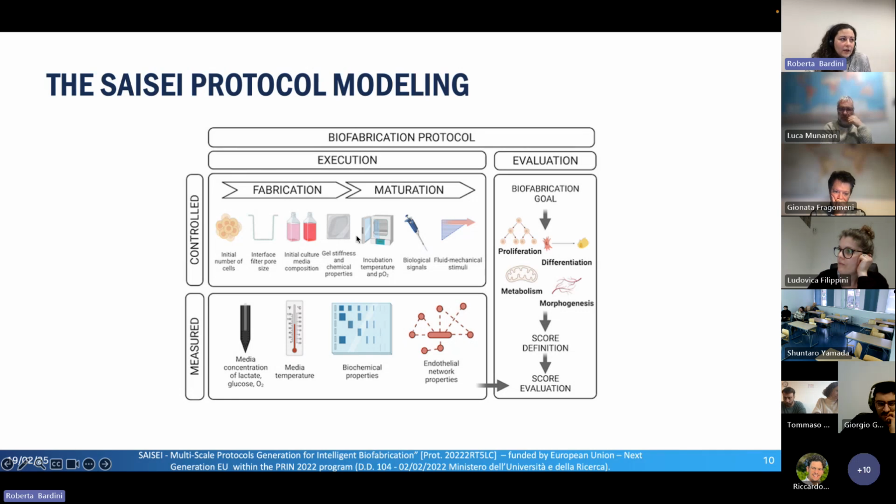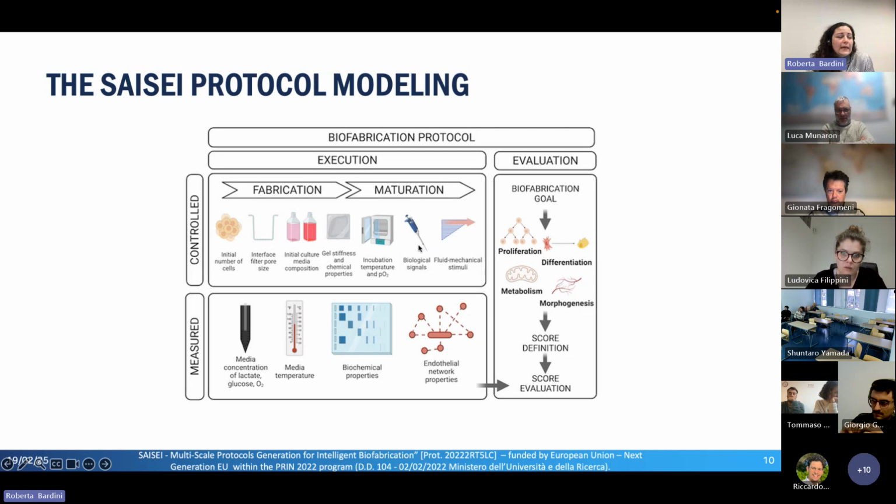To be more specific about this, the way we see a biofabrication or a fabrication protocol can be outlined by this figure. So we know that we can control some stuff in the process, for example, the initial number of cells, as we said, the interface filter pore size, the initial culture media composition, the properties of the gels we seed the cells into, and this we can ascribe to a fabrication phase for our in vitro model, and then we can control some aspects along the maturation of the construct, for example, the culture conditions in general, the administration of specific biological signals, and the control of fluid mechanical simulation in particular.